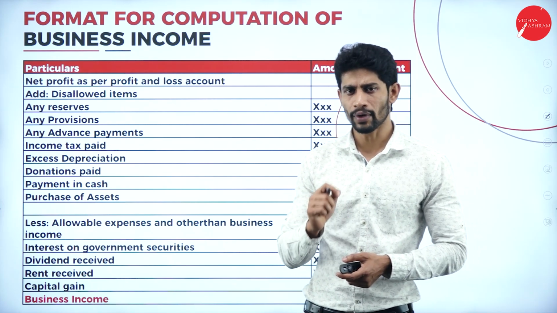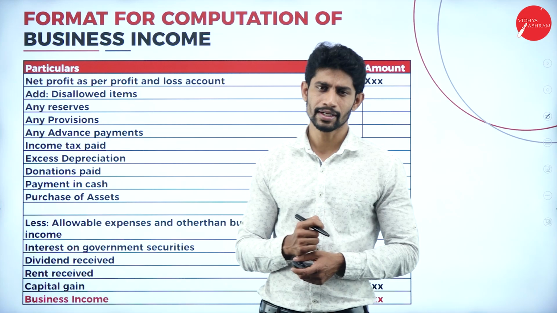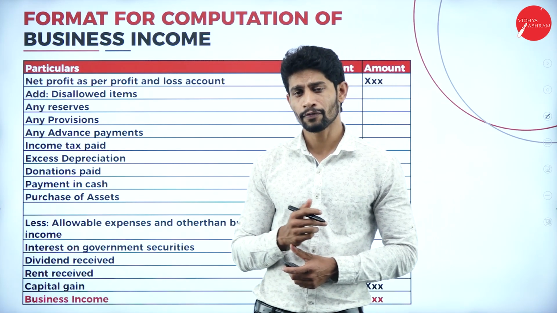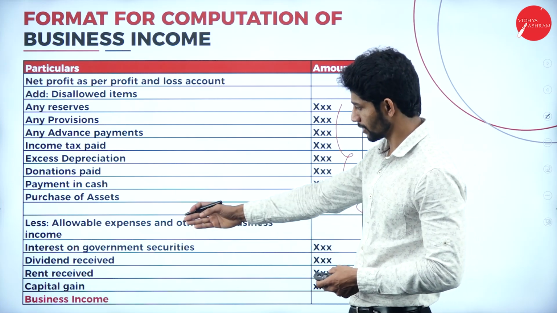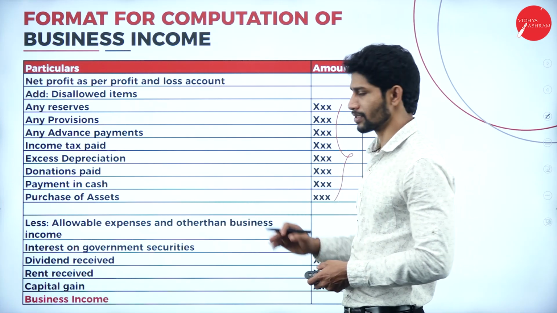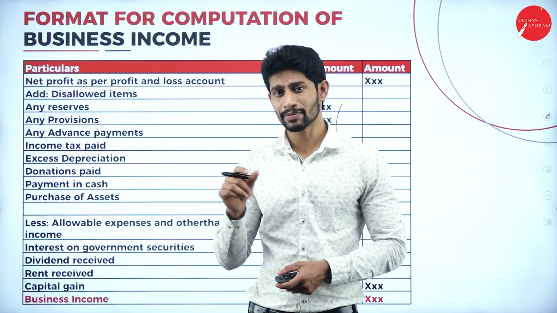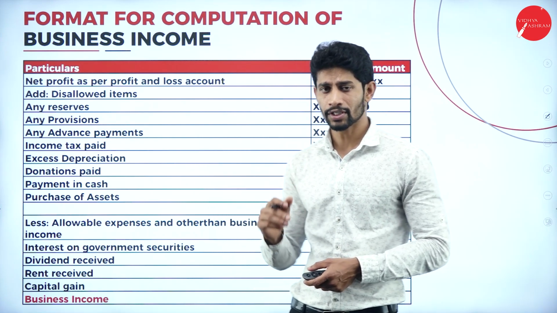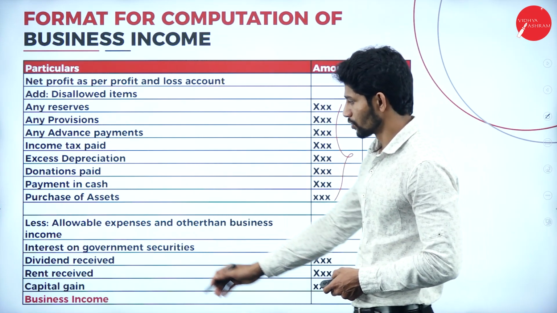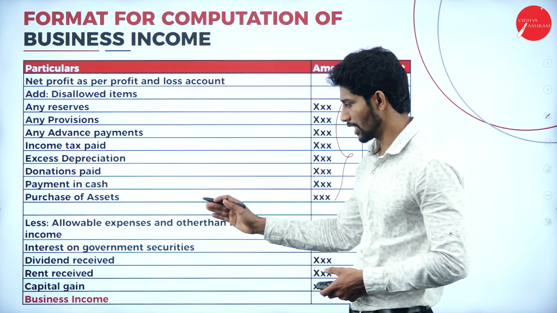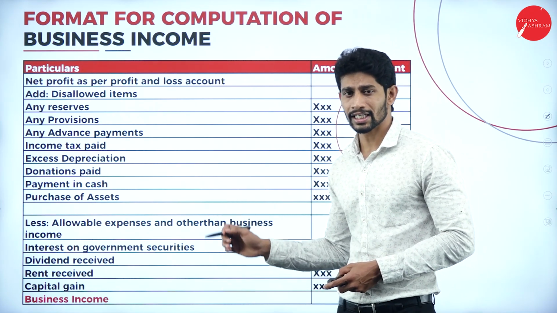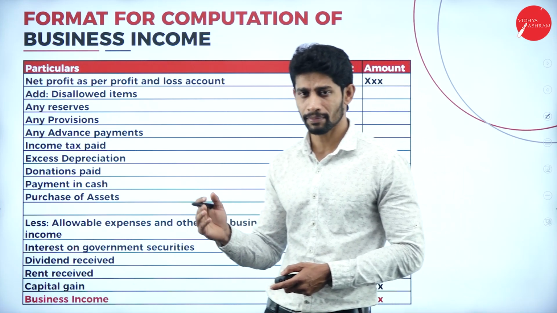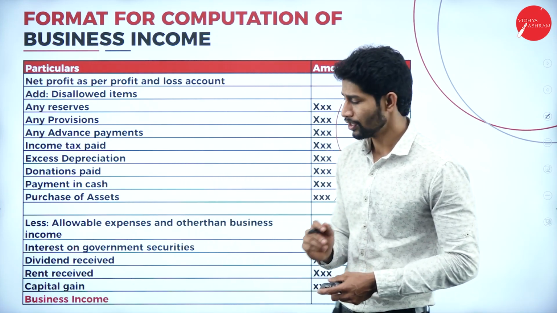Yes, sometimes a few items are allowable and considered business expenditure, but you forgot to claim them under the P&L account. In that case, you can deduct them here. And other than business income: if any income other than business income is shown in the P&L account, that should be deducted under this head. So interest on government securities, dividend received, rent received, capital gain, these are all incomes which belong to other heads of income, not under the business head.